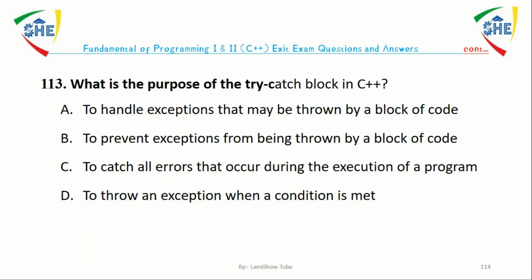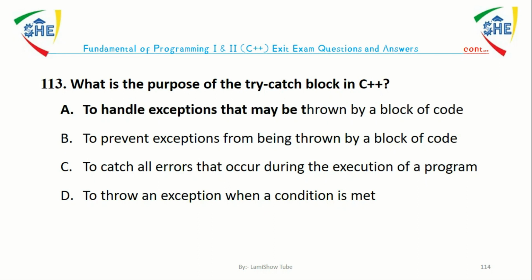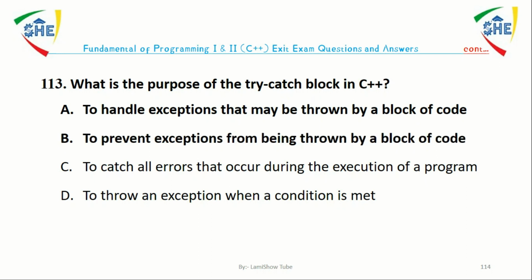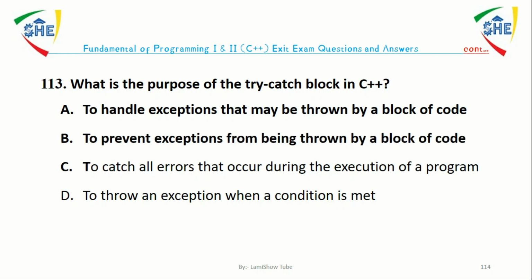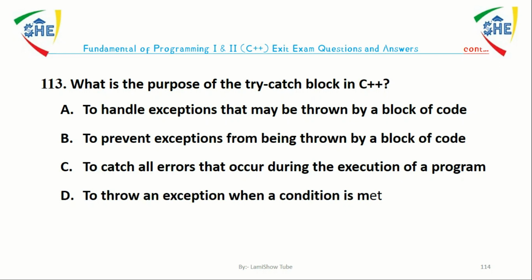Question number 113. What is the purpose of the try-catch block in C++? A. To handle exceptions that may be thrown by a block of code. B. To prevent exceptions from being thrown by the block of code. C. To catch all errors that occur during the execution of a program. D. To throw an exception when a condition is met. The answer is A. The try-catch block in C++ is used to handle exceptions that may be thrown by a block of code, allowing the program to recover from errors that occur during execution.